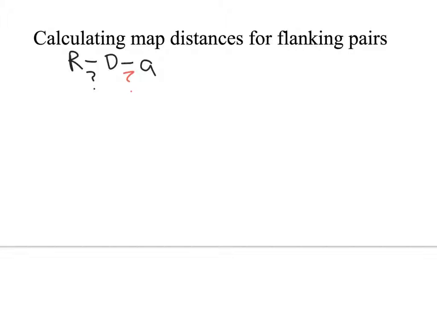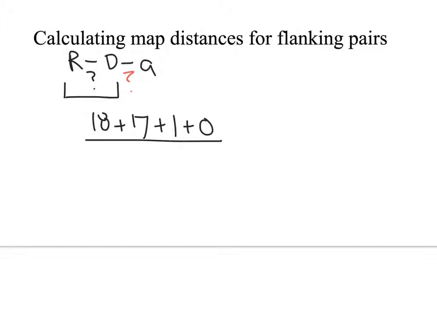How you do it, let's just say for this distance first, what you do is you add up all of the single crossing over events that are relative to R and D, and so that would be 18, 17, as well as the double crossover events, because those also involve R and D. We'd add those all up, and we would add it relative to the total number of offspring that are produced for all possible combinations. So you'd take the 8 individual offspring classes and add them all up, and you'd find that adds up to 1,000.